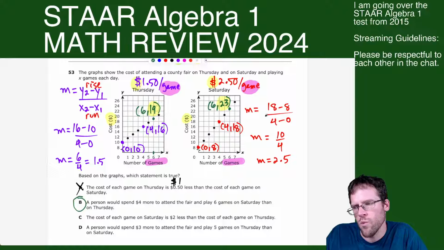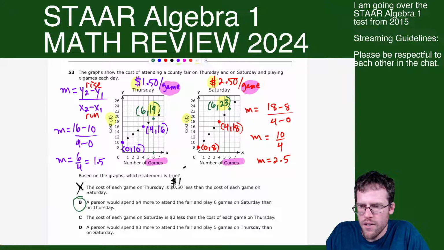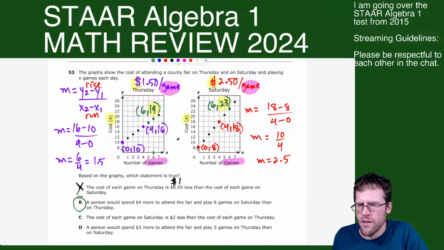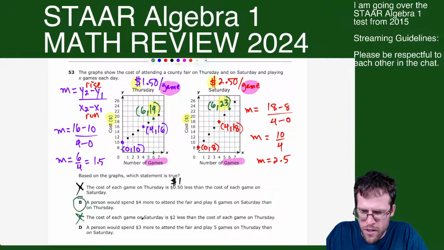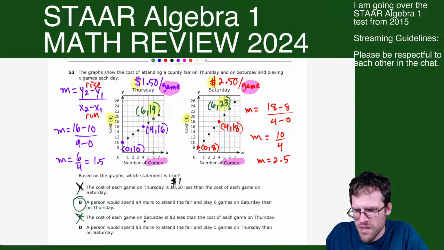All right, well, it wasn't a waste to do that. We still learned something. The cost of each game on Saturday is $2 less than the cost of each game on Thursday. No, Saturday is more expensive by $1. So this is very wrong. A person would spend $3 more to attend the fair and play 5 games on Thursday than on Saturday. So now we go to 5.